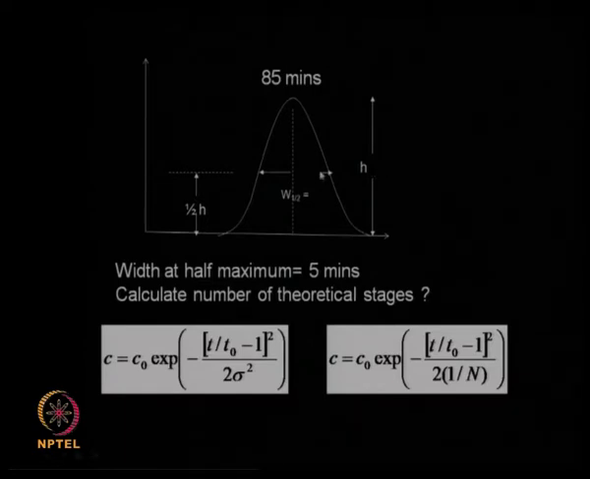So at this place the concentration C divided by C naught will be 0.5, and the time will be 87.5 minutes because this is 85 minutes and this width is 5 minutes. So obviously this is 5 by 2 plus 85, 87.5. So the time here is 87.5 and T naught is 85, C by C naught is 0.5, so the only unknown is n. So you can calculate the number of theoretical stages.